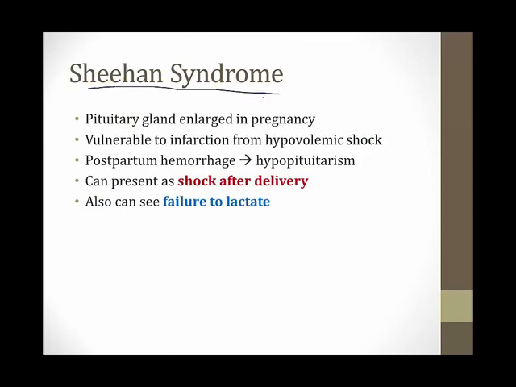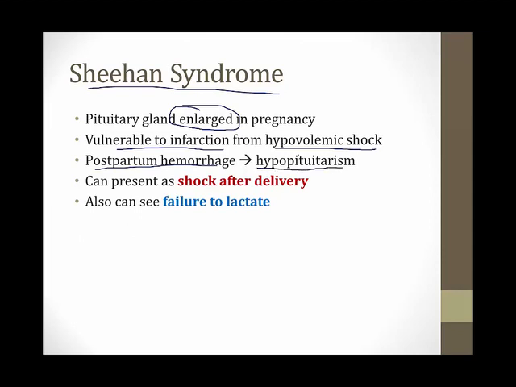Sheehan syndrome is a form of hypopituitarism that occurs after childbirth. Remember that the pituitary gland becomes enlarged in pregnancy due to increased production of prolactin. The blood supply, however, stays the same. This leaves the pituitary gland vulnerable to infarction from hypovolemic shock. So if a woman suffers postpartum hemorrhage and hypotension, she can damage her pituitary gland and develop hypopituitarism.